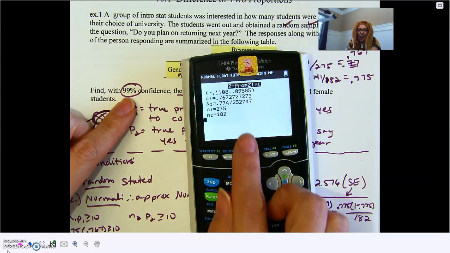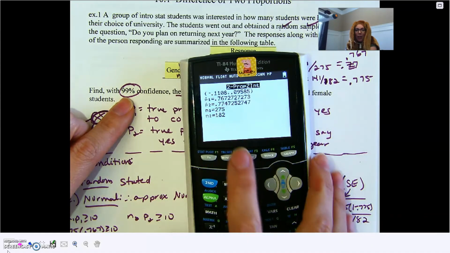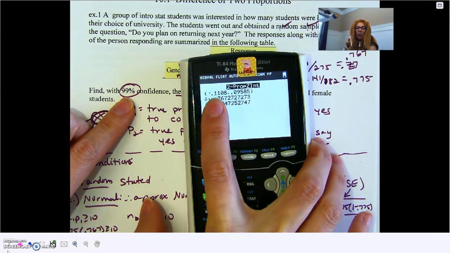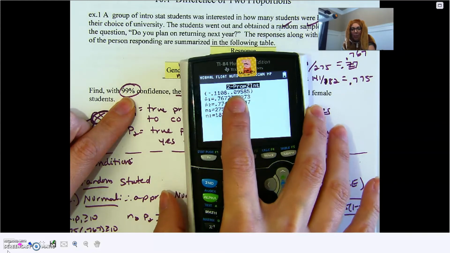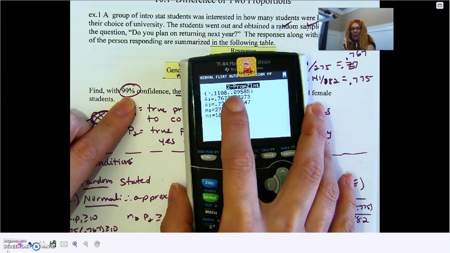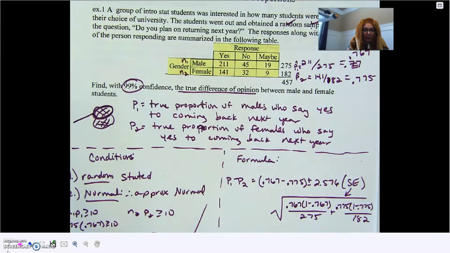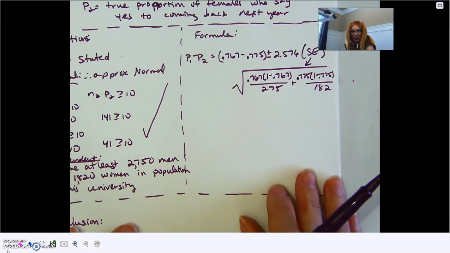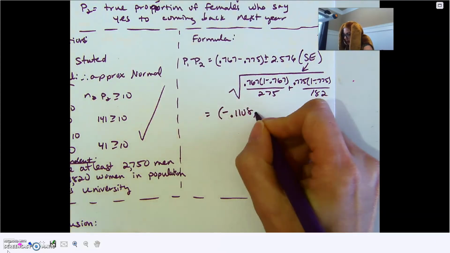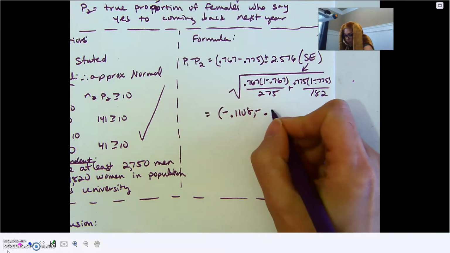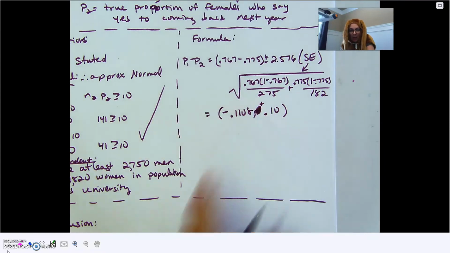Woohoo! Just to verify that your p-hats were right. Yeah, p-hat looks good. Okay, so our answer was negative 0.11 to positive 0.095. So I'll say 10%, so negative 11% to positive 10%. I'll tell you what that means in a minute. Let's go ahead and get it written down. So this equals negative 0.1108 to, that was positive, there was no negative there, positive 10%.